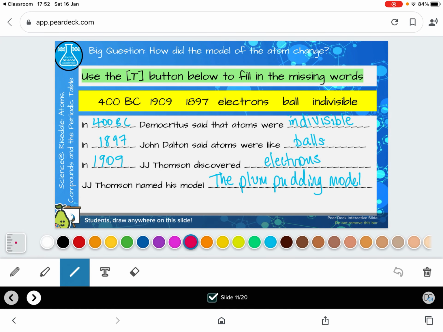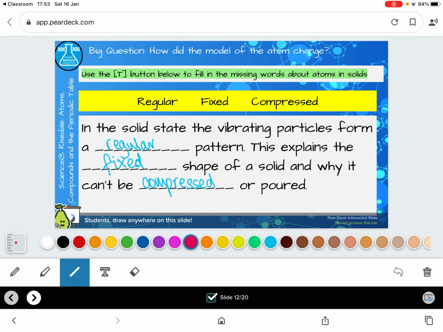So a little summary, and now I can see on these two dates why quite a lot of you got them muddled up, and that was my fault. I got them muddled up on the first two slides. Okay, but it does go in time order. Democritus said atoms were indivisible. John Dalton said atoms were like balls. J.J. Thompson discovered electrons, and he named his model the plum pudding model.